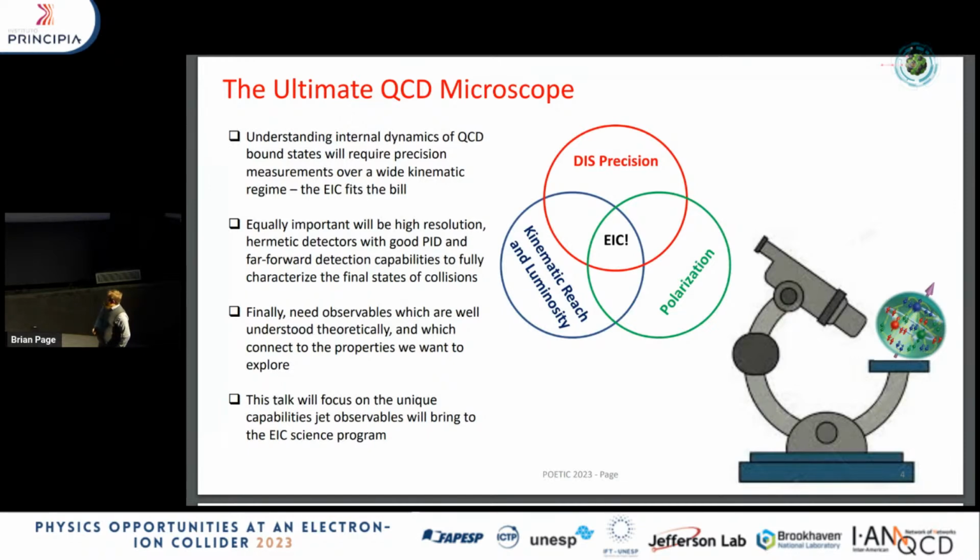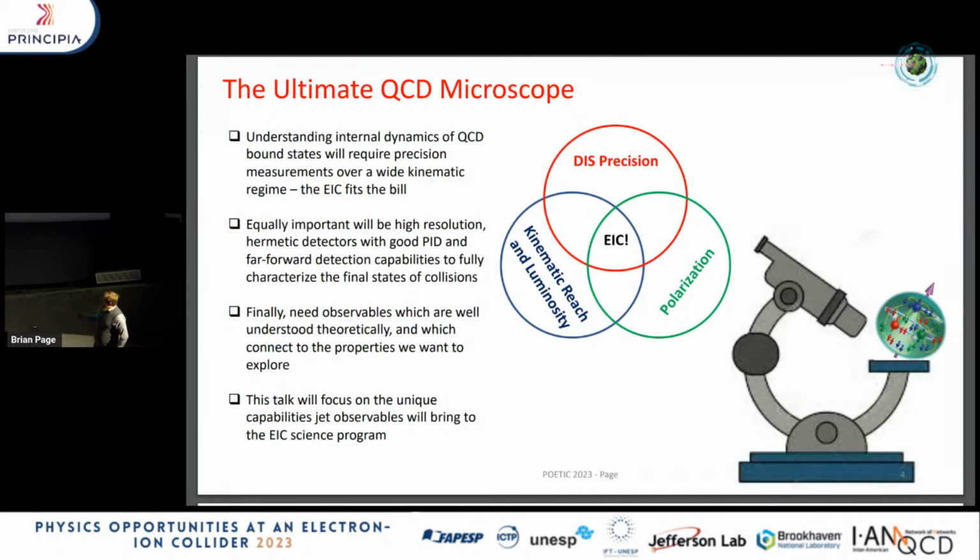So to do all this, we need what I like to call the ultimate or an ultimate QCD microscope. So we need precision measurements that come from the fact that we're using a leptonic probe. We need kinematic reach in order to fully explore the phase diagram, and we need high luminosity in order to properly look at various rare probes and get the statistics we need. And finally, we need polarization, because as has been said by many people, if you don't understand spin, you don't understand QCD.